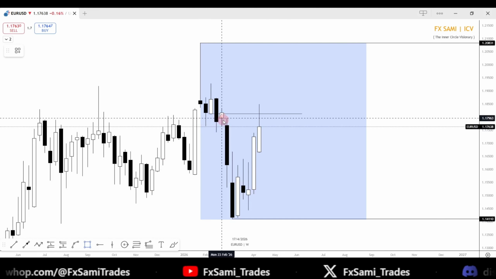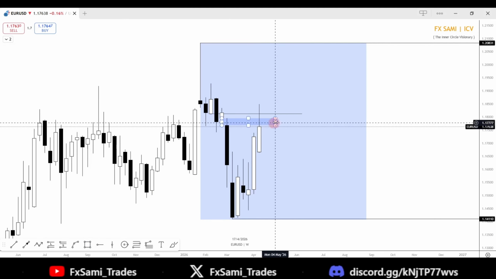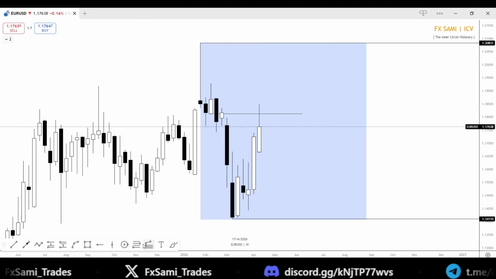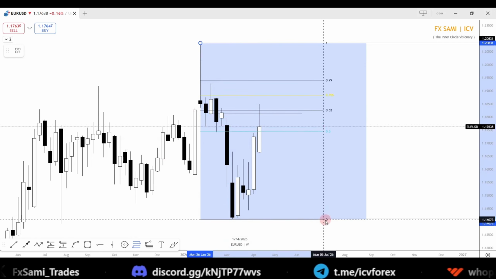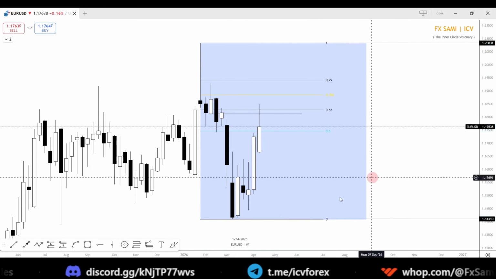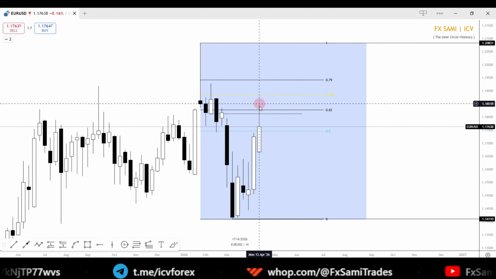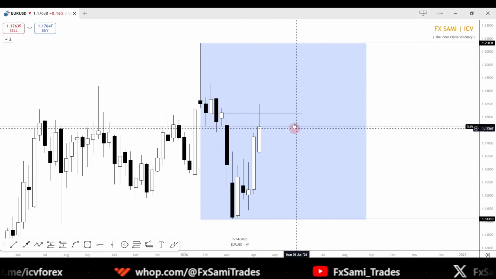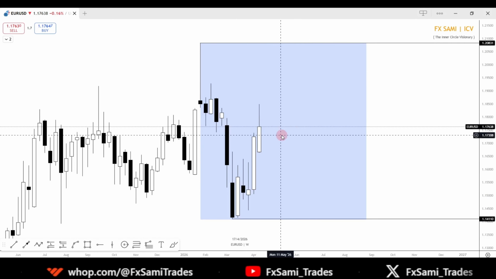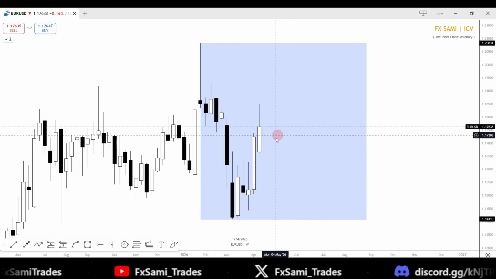What also do we have? We have this imbalance right here. As you can see, even the bodies respected this. And marking out even our optimal trade entry, OTE, from the dealing range high to dealing range low, we are into the 3 levels of the OTE. So we can finally understand that we are in a weekly point of interest, as you can see.